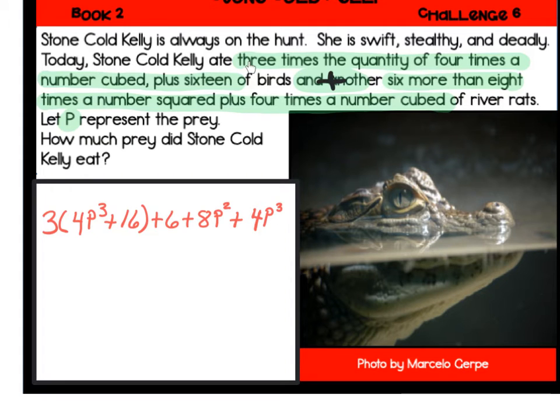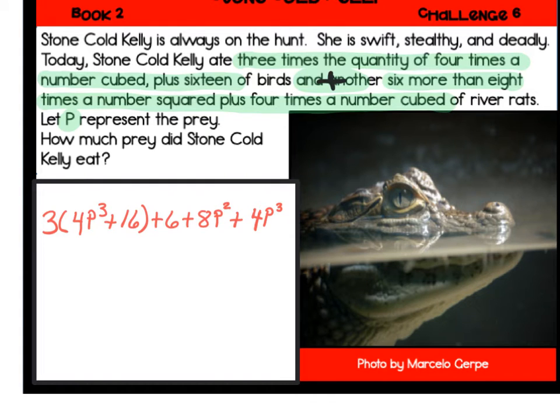Let's go ahead and break it down. Here we've got 3 times the quantity of, and then you've got 4 times a number cubed, and that's right here, 4 times p to the 3rd power, which means cubed. And then you've got plus 16. Then you've got to add another 6 because it says 6 more, which means add 6. And then we're going to add in the 8 times a number squared, which is 8p squared.